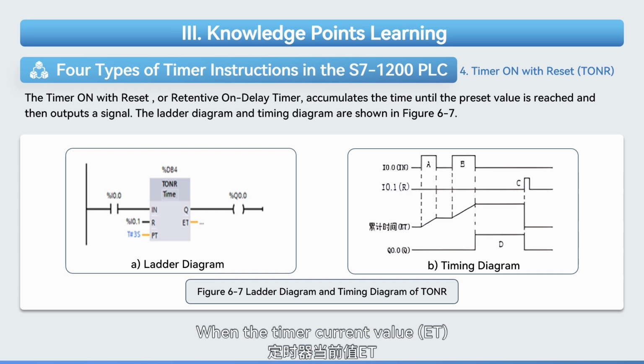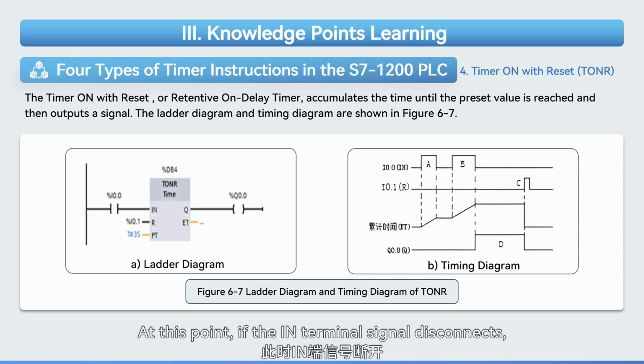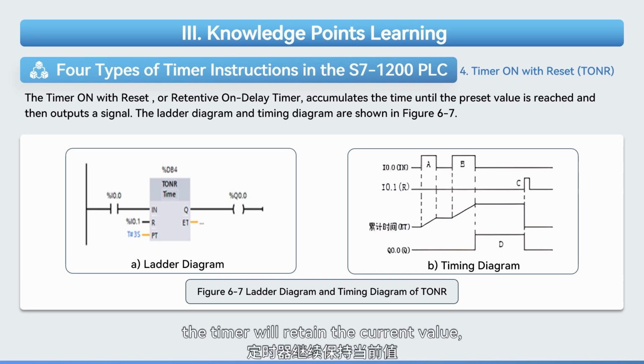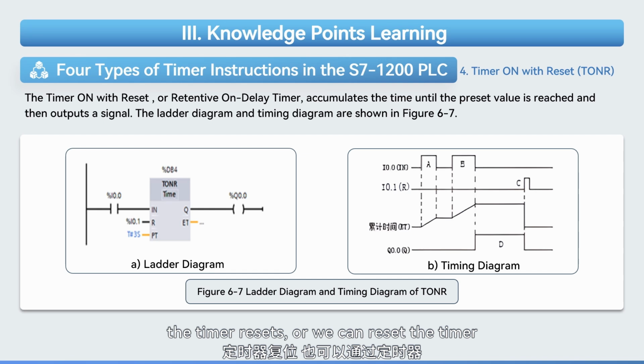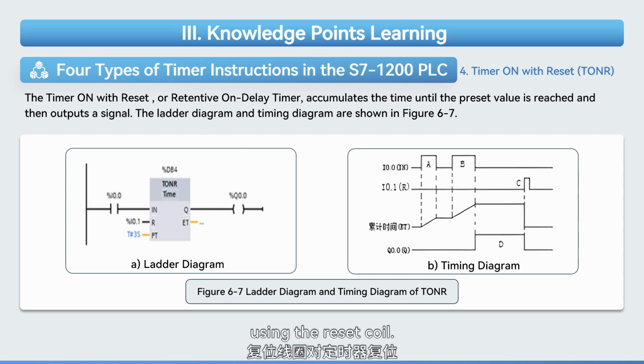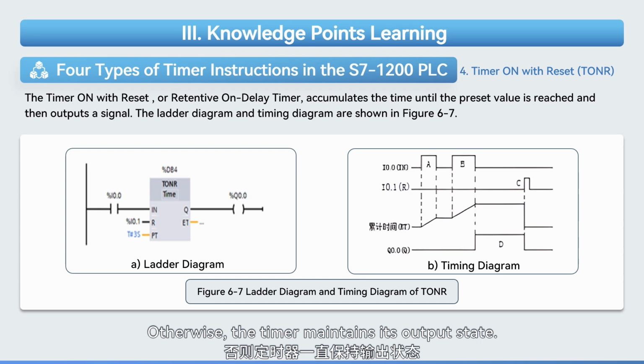When the timer current value, ET, accumulates to the preset value, PT, the Q terminal output will become 1. At this point, if the IN terminal signal disconnects, the timer will retain the current value, and the Q terminal will remain in the 1 state. If the reset input has a signal, the timer resets, or we can reset the timer using the reset coil. Otherwise, the timer maintains its output state.